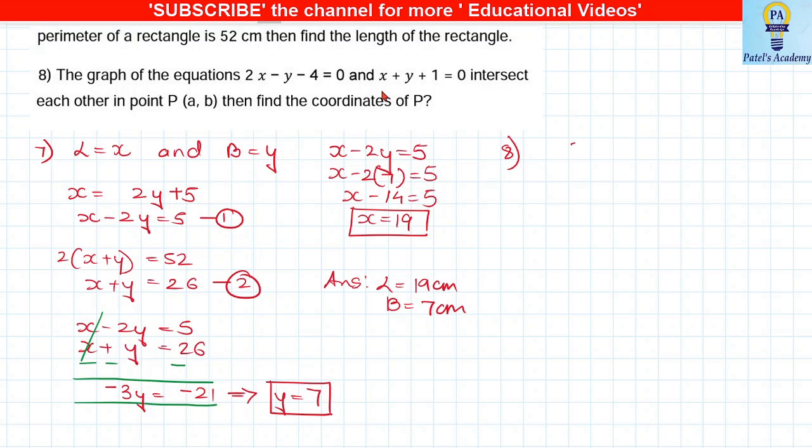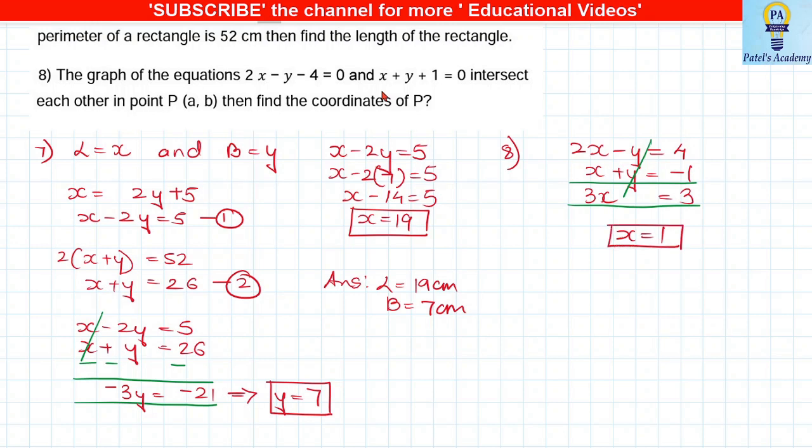Let's take the first equation, 2x minus y. I'm shifting 4 to that side: 2x minus y equals 4. The next is x plus y. I'm shifting 1 to the right hand side, minus 1. So we have to simply add the equations. So what I get is 3x equals 3, x equals 1.